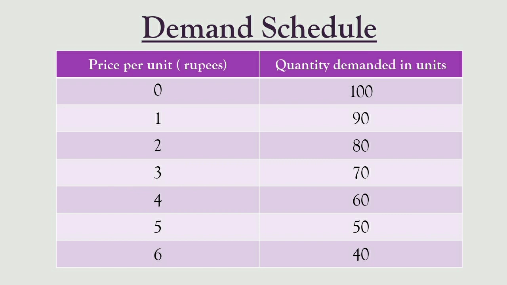Thus, from the demand function, we come to know that when the price is more, less quantity is demanded, and when the price is less, more quantity is demanded, depicting an inverse relationship between the price of a unit and the quantity demanded for that particular unit.